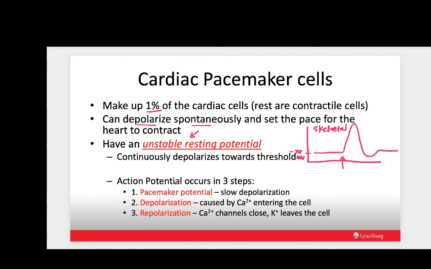We have an action potential specific to pacemaker cells that consists of 3 steps. We have a pacemaker potential, which is a slow depolarization towards threshold. We have a depolarization, which is caused by influx of calcium, and then a repolarization, which is caused by efflux of potassium.